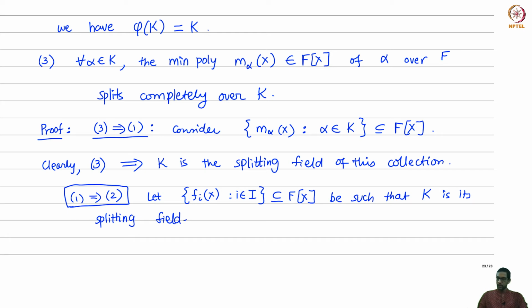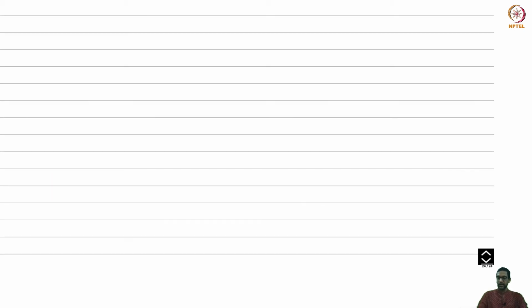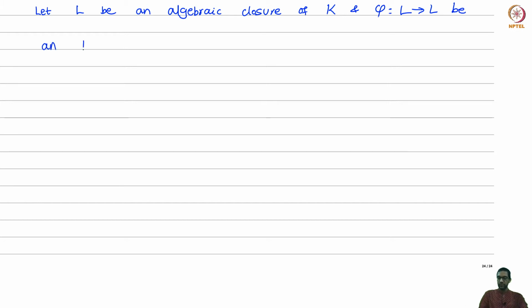And what are we supposed to do? We are supposed to take an algebraic closure. So let's prove 2 now. To prove that, we'll start with an algebraic closure. So let L be an algebraic closure of K, and let's take an automorphism phi of L, which is identity on F, an F-automorphism. Okay, now we just need to show that phi of K is K.